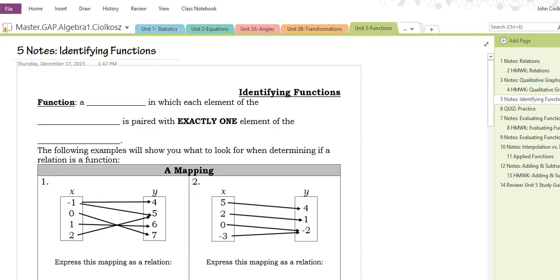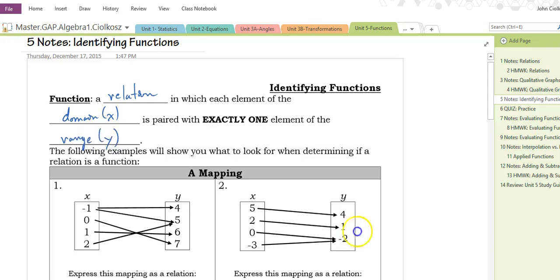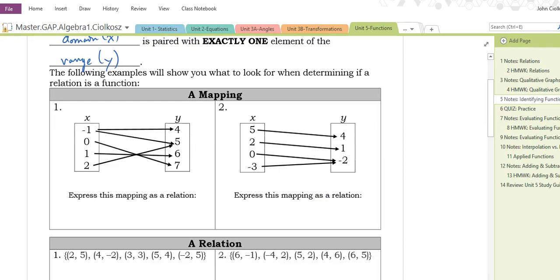Alright, let's take a look here at 5. So, a function is a relation in which each element of the domain, or x's, is paired with exactly one element of the range, or our y's. So again, you can kind of look through how to review here. Let's go back to notes 1, or practice 2, there, the number 2 homework, on how to go ahead and write out those relations from that.